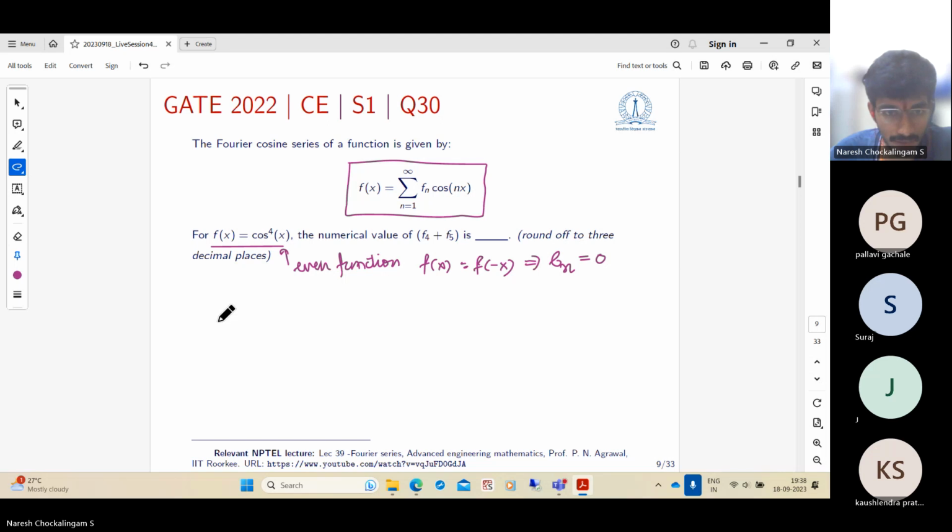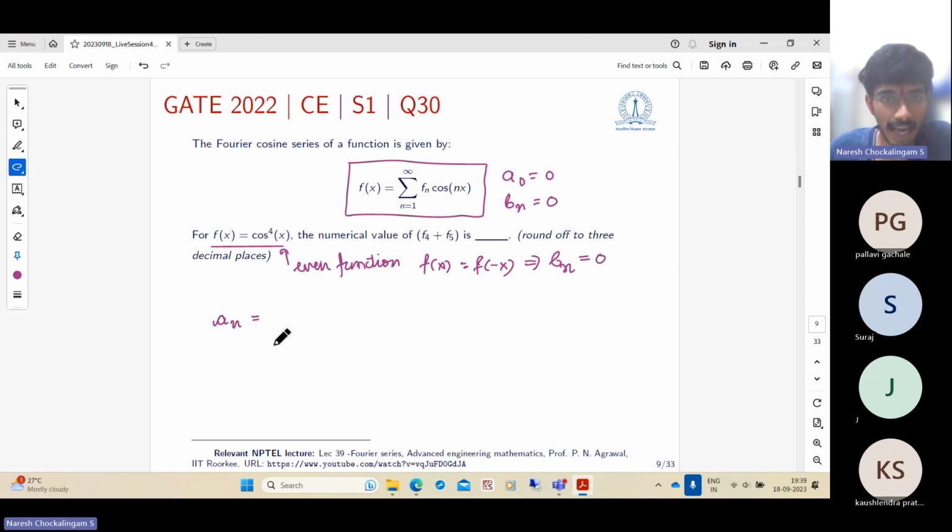An, what is an? So a naught is also 0. Make use of what is given in the question. This may look like extra information because given f of x, we can find a naught, bn and an all by ourselves. But make use of the fact that here a naught is equal to 0 and bn is equal to 0. In case you forget whether it is an odd function or even function, just make use of this. So don't spend time computing a naught or bn in the actual GATE exam because we have limited time.